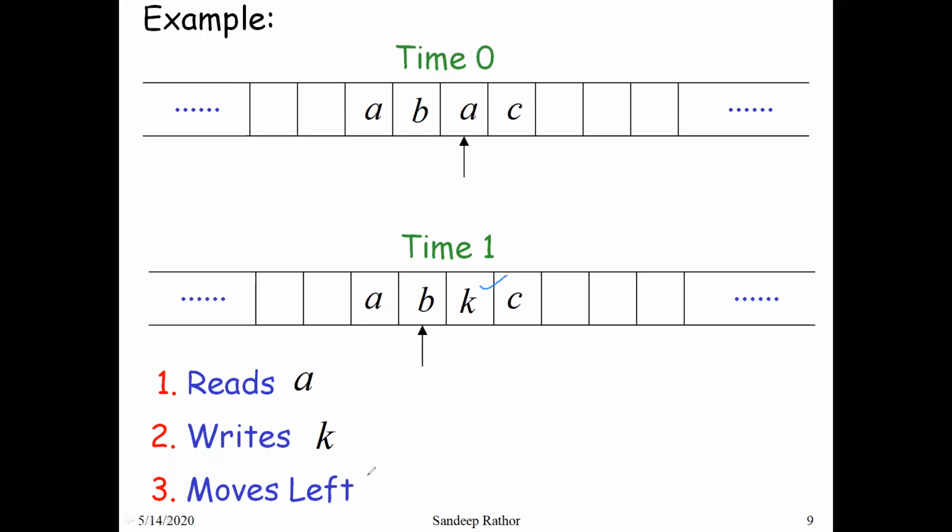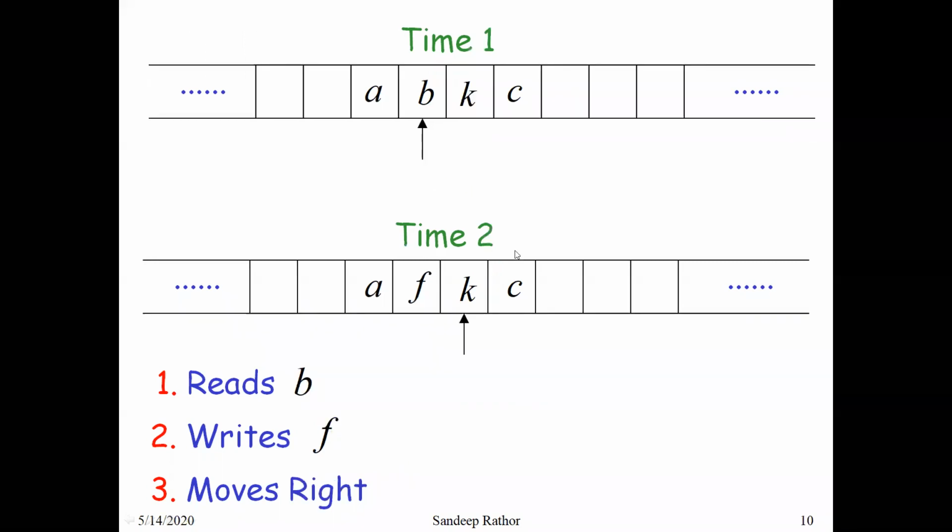And now you instruct the machine that it should move in the left direction. It means that now the head has moved to the left. So after moving to the left, it should read the B symbol. Now in this case, the machine will read the B symbol. This is a simple example by which you can understand the working of a Turing machine.